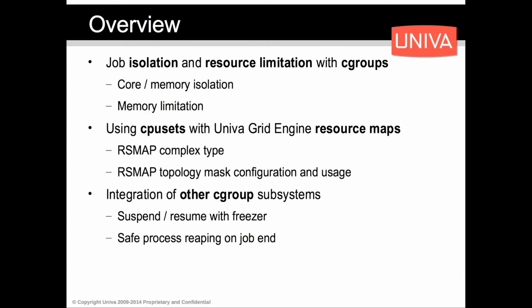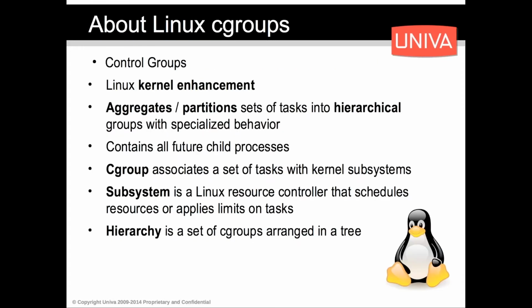The webinar consists of 3 different sections. At the beginning, we will see how job isolation and resource limitation can be done using the new cgroup feature. Then we will see a more detailed example of how CPU sets can be used with Univa Grid Engine resource maps. Here the resource map complex type and topology masks are shown. Finally, we will conclude with inspecting how other cgroup subsystems are integrated.